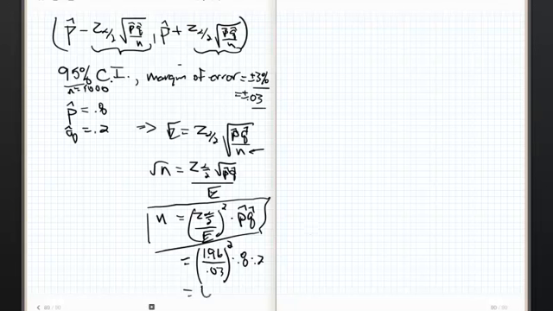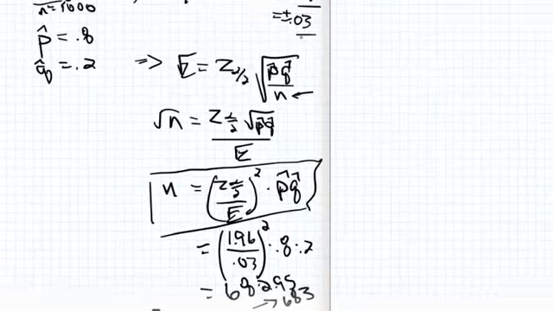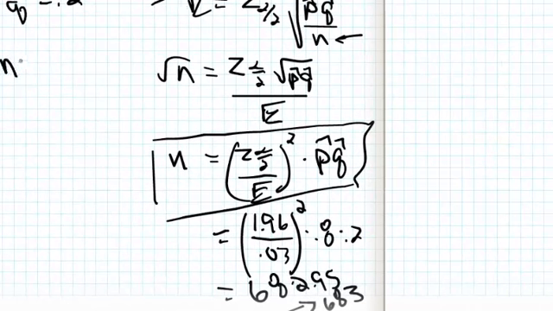Hey, look at that. It's considerably smaller. 682.95. So to make sure that we're within that, we're going to end up with 683. All right? So when I go out and I want to be within a 3% margin of error, n doesn't have to be 5,000. It can be 683.